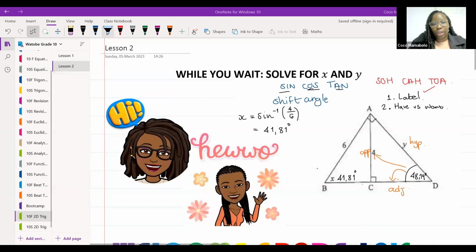All right, we're going to look at what we have versus what we want. Now, what do we have? I know we have an angle. We have the angle 48.19. And we also have the opposite, which is 4. What do we want, guys? What do we want?